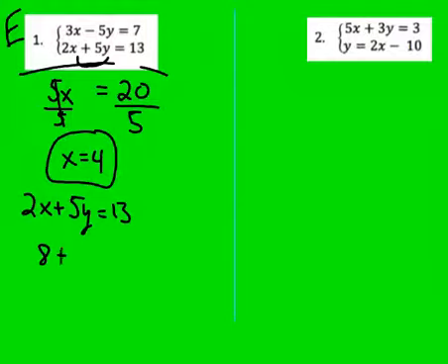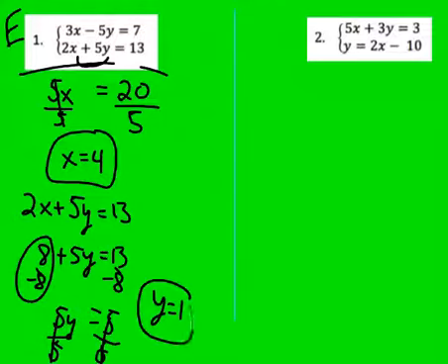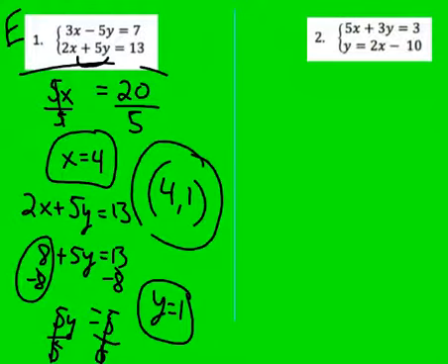2 times 4 is 8 plus 5y equals 13. Subtract 8. Subtract 8 on the right then. My equals comes down. 13 minus 8 is 5. My 5y just comes down. Divide by 5. Divide by 5. y equals 1. So here you go. 4, comma 1. That's the point of intersection. Remember, that's what you're still looking for technically. So it's easy to write. Notice I made my little dashes through here. 1y equals 1, or y equals 1.